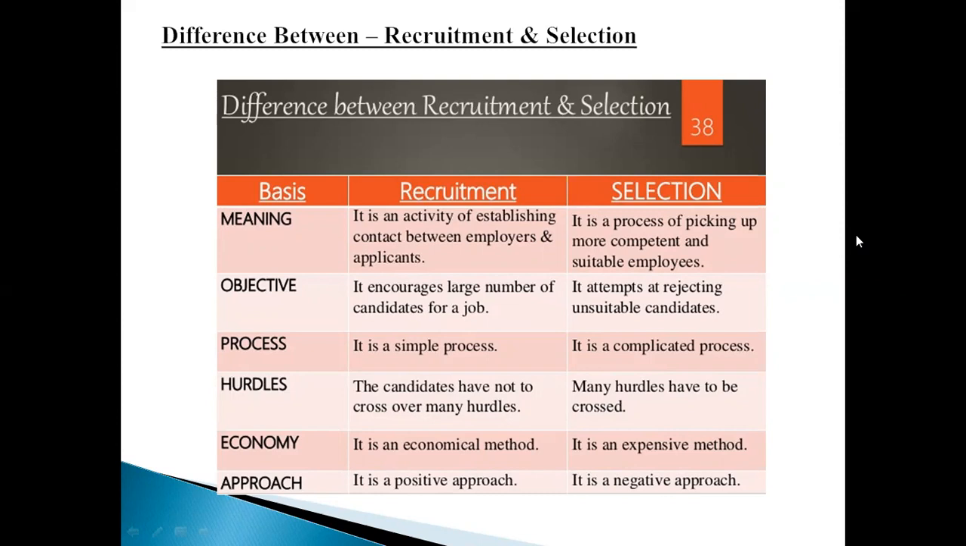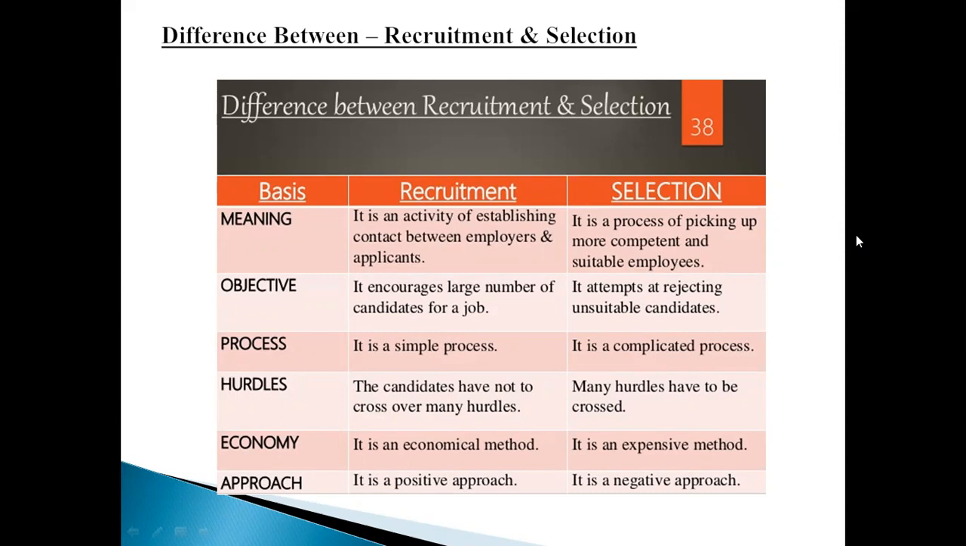Now, selection. It is the process of picking up more competent and suitable employees. It is selecting the employees, picking up and hiring the employees for the organization.